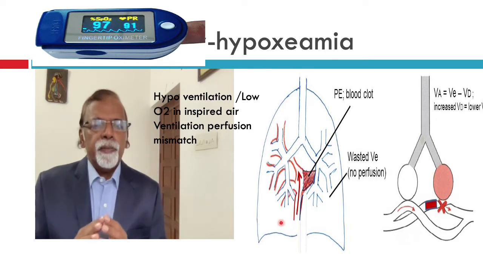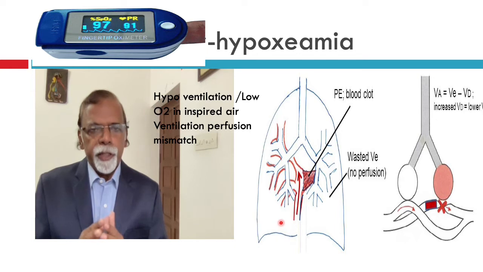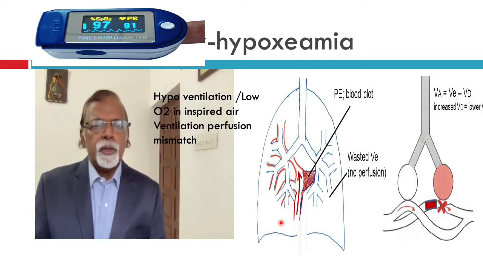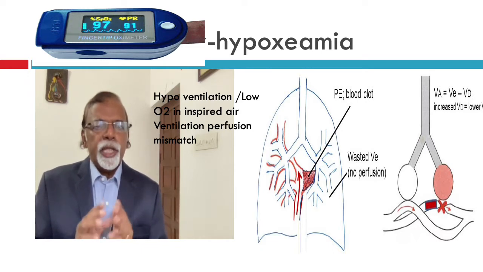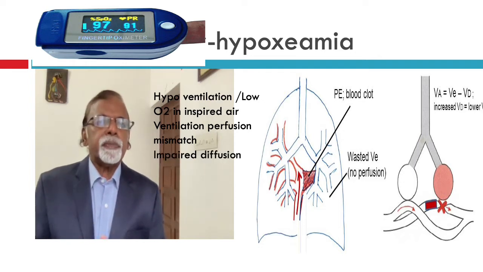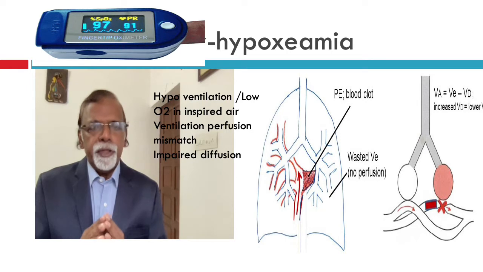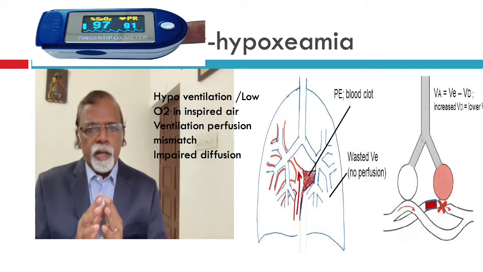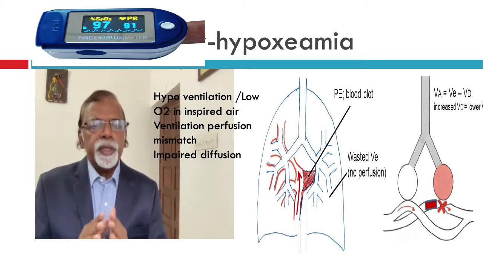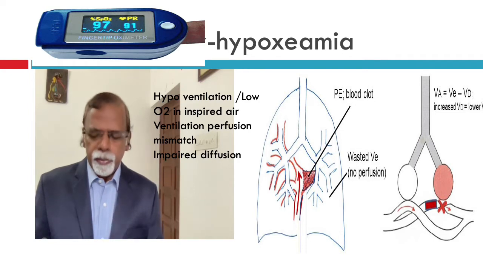Second example is somebody with consolidation. In consolidation, what is happening? The lung is solidified. There is no ventilation, so the perfusion is wasted. So any disease that produces ventilation perfusion mismatch can cause hypoxemia. Third is impaired diffusion. Suppose the alveolus is abnormal and the diffusion is interfered with, for example, in interstitial fibrosis, we can have impaired diffusion and that can lead on to hypoxemia.